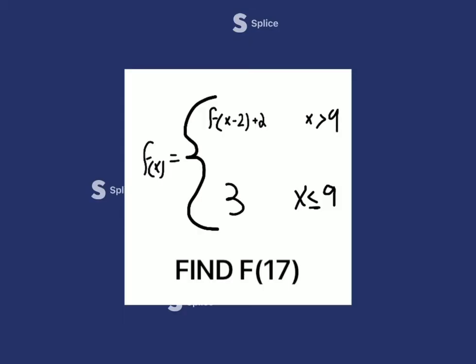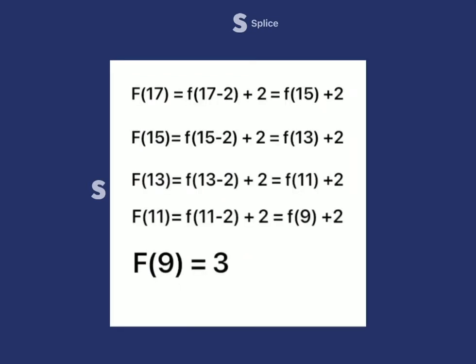Hello everybody, now for our final example, we will be working through a piecewise function. The piecewise function that we will be working on will be f of x equals f of x minus 2 plus 2 if x is greater than 9, or f of x equals 3 if x is less than or equal to 9. Now, in order to solve this, we must apply the SSS strategy, which means that first we're going to have to substitute f of 17, which is what we're trying to find.